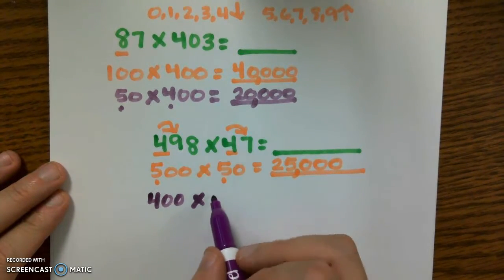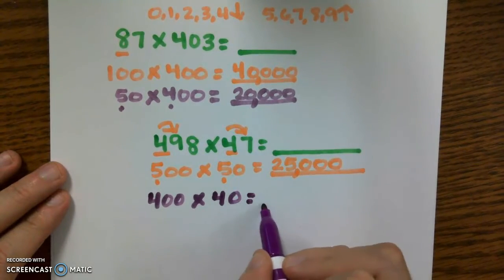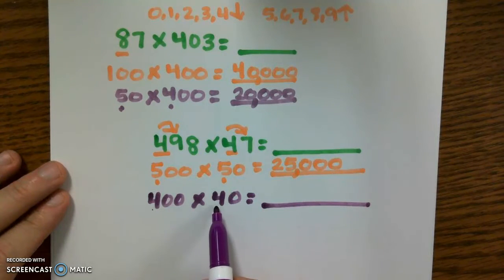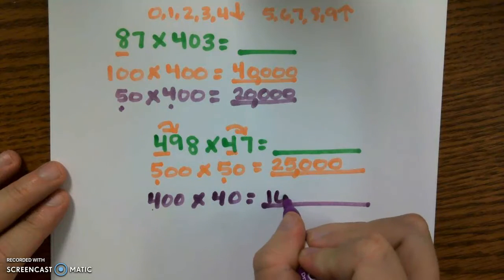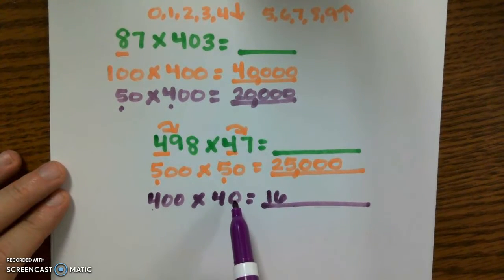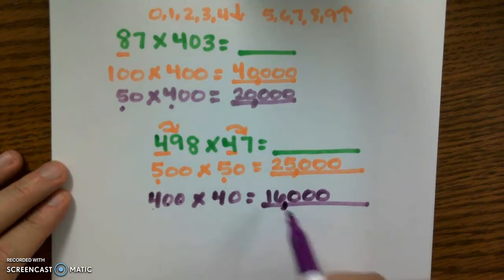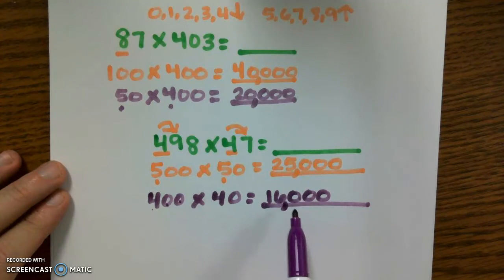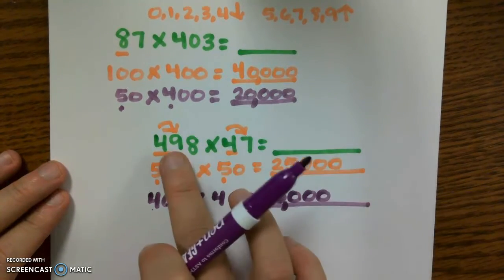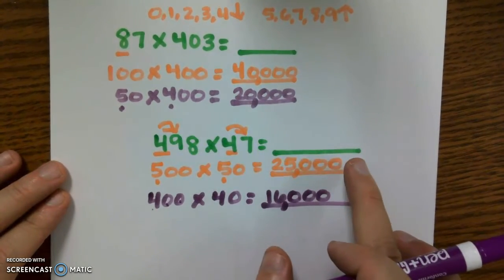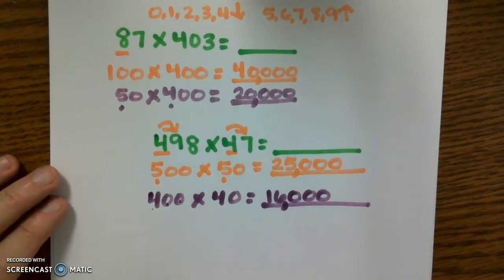And we're going to change 47. We'll say it's 40 because 40 is less than 47. And if I multiplied that, 4 times 4 is not 8. 4 times 4 is 16. So I'm going to write 16, and then I'm going to count my zeros. 1, 2, 3. So I'm going to place those 3 zeros behind 16. And so my underestimate is 16,000. My overestimate is 25,000. So my exact product of 498 times 47 is somewhere in between 25,000 and 16,000. Okay, so I hope that makes sense.